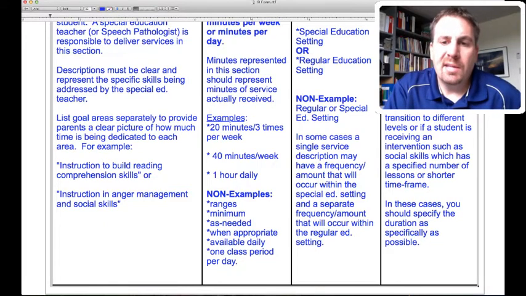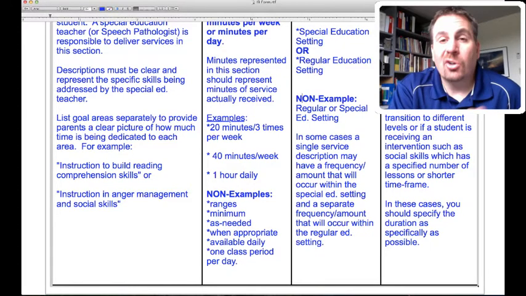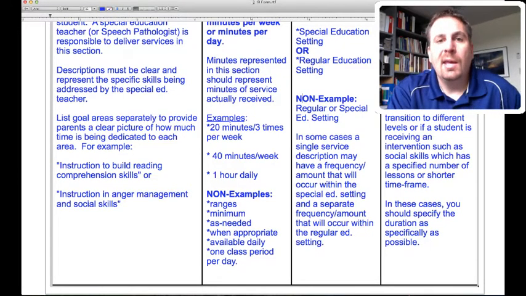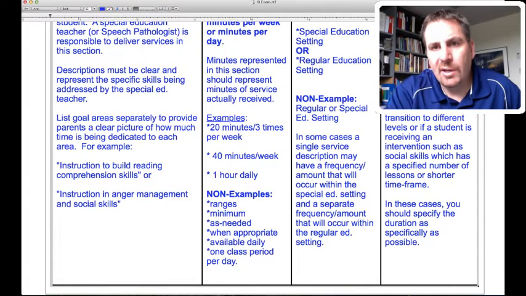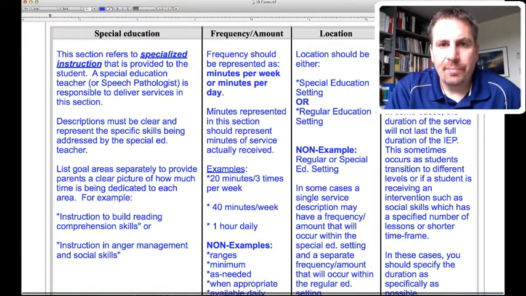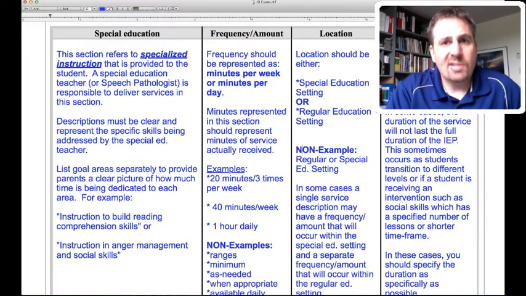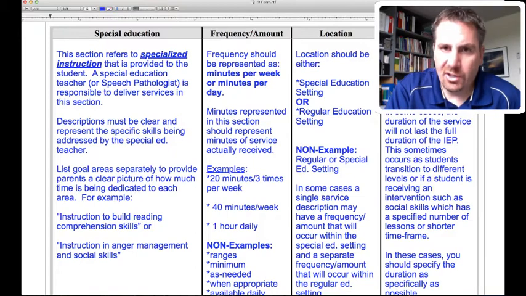Now, there might be some cases in which reading might be an example of a service that you might be providing to that student 3 times a week for 20 minutes in a special education setting, but you're also supporting and providing instruction within the classroom setting. So in that case, you would have 2 lines for reading, one that would represent the frequency and amount of the service that you are providing for the special education classroom, and one for the frequency and amount of the service you are providing within the regular education location.